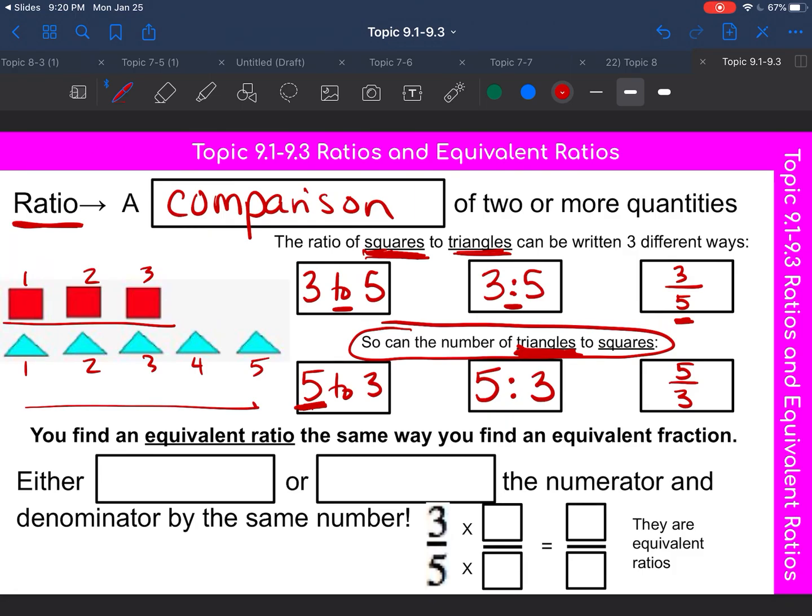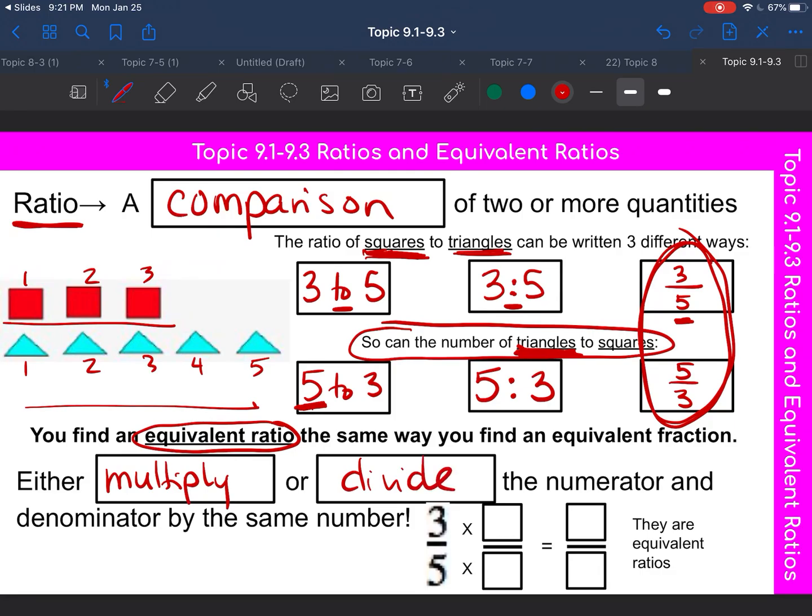And again, it's just a comparison of 2 or more quantities. Now, we're also going to talk about how to find an equivalent ratio. It's really helpful to find an equivalent ratio if you look at a ratio as a fraction. Because to find an equivalent ratio, you find it the same way you find an equivalent fraction. Either multiply or divide the numerator and denominator by the same number, just like you would make an equivalent fraction.